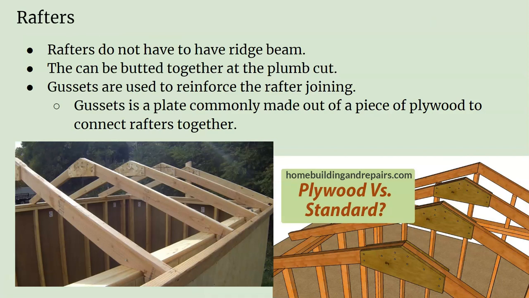Rafters do not have to have a ridge board, but you can just use what you call a gusset, and that's just a piece of plywood you can see here, or OSB nailed to the top, and that'll keep your rafters together.